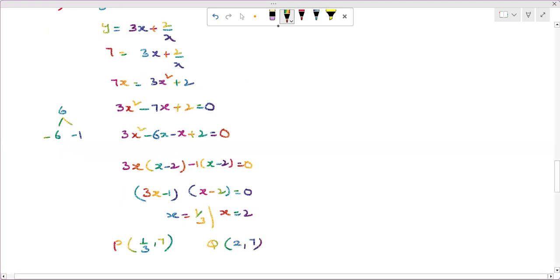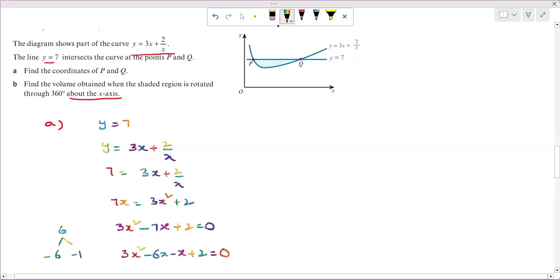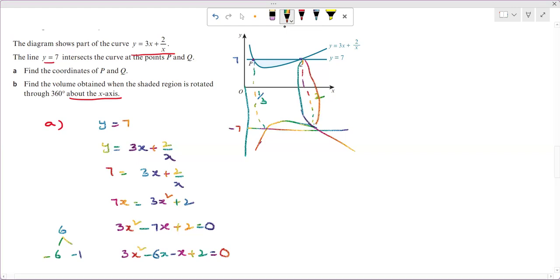Now once again I'm drawing this diagram. See here. If I'm extending this, y is equal to 7. Here 7 is there, no? Here minus 7, same distance. And the curve will come like this. This is a rough diagram. This is 1 by 3 and this is 2. This volume is rotating around 360 degrees.